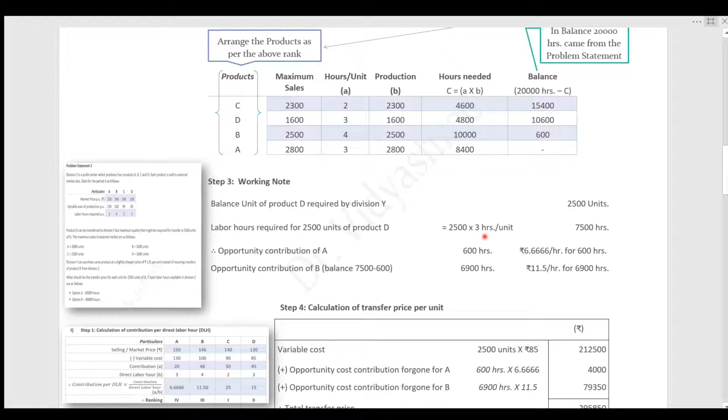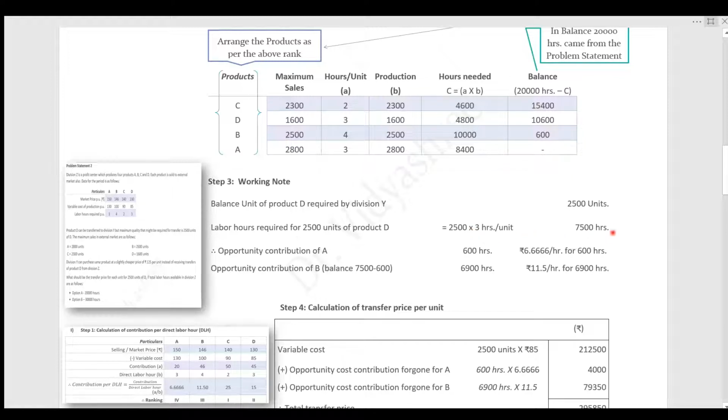How do we calculate how much labor hours are required? Take 2,500 units and we have to know the labor hour per unit. Again, you can see in the question that labor hour per unit is given. To produce one particular unit, the labor time required is nothing but labor hours required per unit. So which product are we about to sell to division Y? Product D. So for product D, what is the labor hour? That is 3. So take 3 hours per unit. So 2,500 units of product D, and its labor per unit is 3.